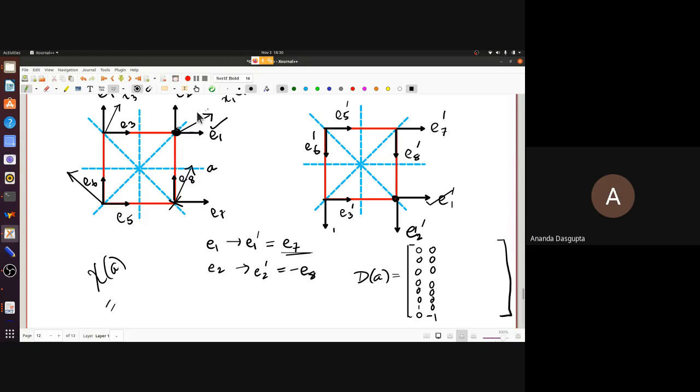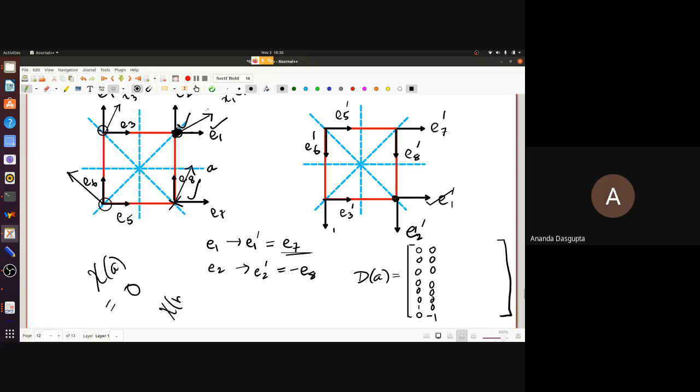Can't be, because this atom does not stay here when you reflect. So in the trace, E1 or E2 will not contribute anything. And notice that all the 4 atoms actually switch positions when you reflect along this line, right? Is that okay? This one goes here. These two swap among themselves. So there is no way you can have a non-zero element because all the diagonal elements have to vanish.